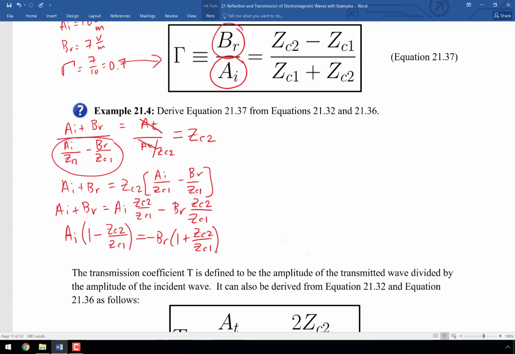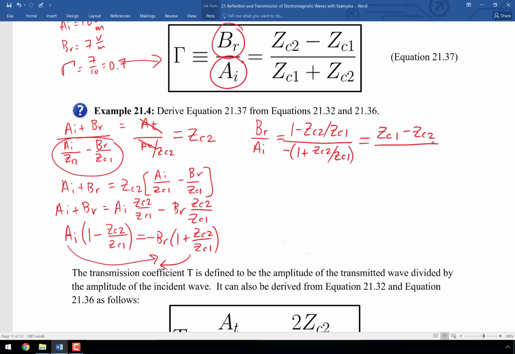And now I'm going to take the ratio of b sub r divided by a sub i. So a sub i is going to move over here, and this term is going to move over here. So I get b sub r divided by a sub i is 1 minus z sub c2 over z sub c1, divided by negative 1 plus z sub c2 over z sub c1. I'll multiply the numerator and denominator through by z sub c1. I get z sub c1 minus z sub c2 divided by negative z sub c1 plus z sub c2.